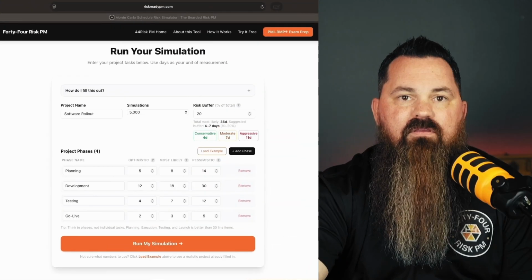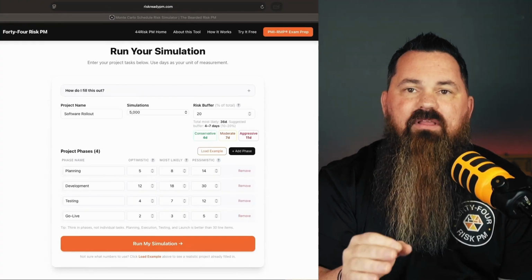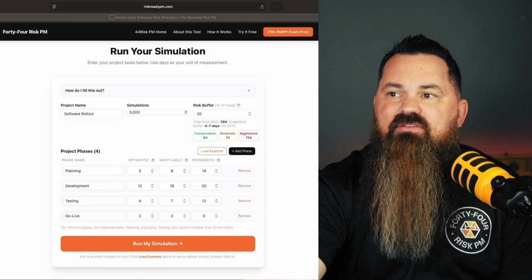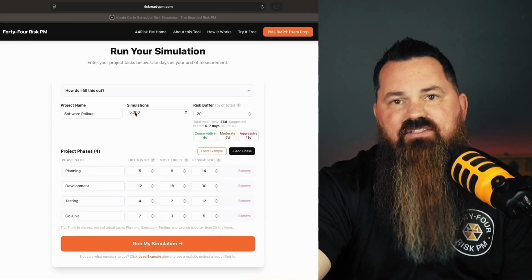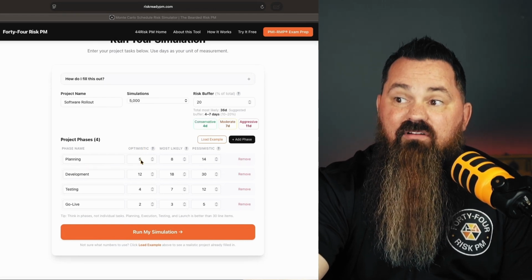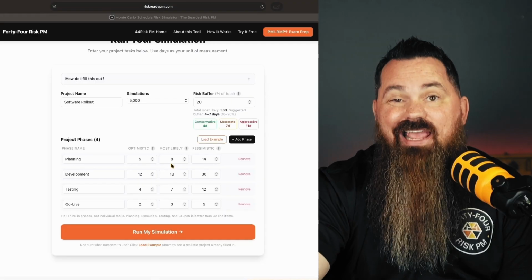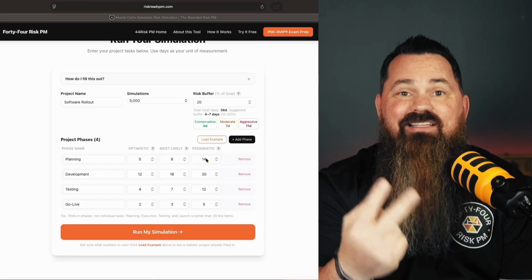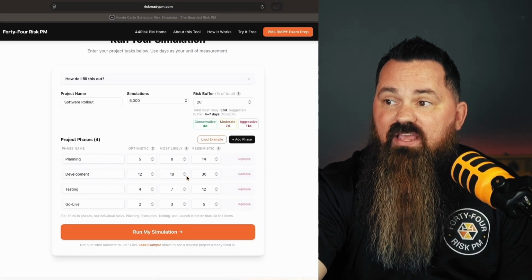To give you a better idea of what this looks like, I'm going to show you an example of something I built on our website that you can go visit, riskreadypm.com. All right, here we are going to simulate this software rollout. As you can see, we already have this built out, and we're going to run it through 5,000 different simulations. If you look down at our planning phase, we have an optimistic of 5 days, most likely 8 days, and a pessimistic of 2 weeks to get this work done. Development, same thing: 12, 18, 30.